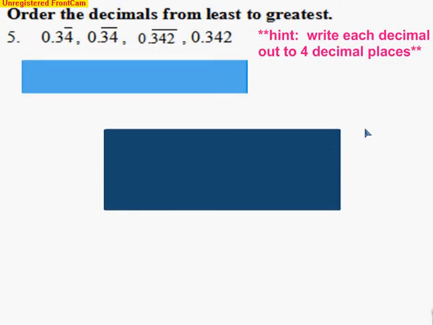This is another time in the video when you can stop the video and see if you can order these decimals from least to greatest. A hint is to write each decimal out to 4 places. That might help you. Now that you've tried this problem, let's take a look.